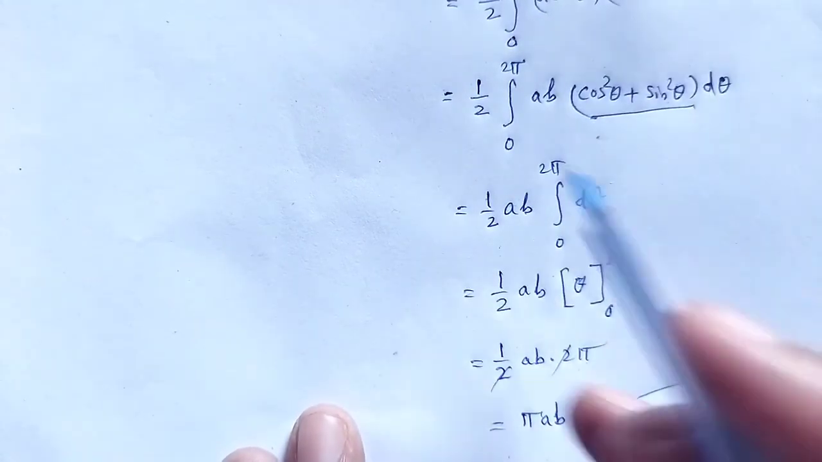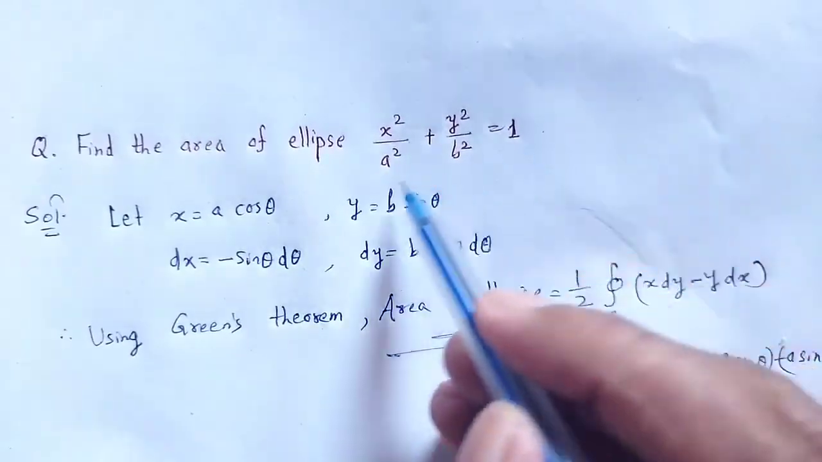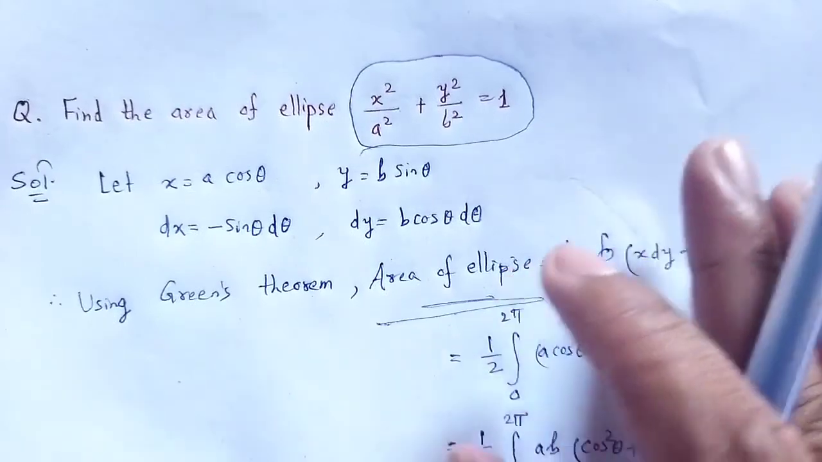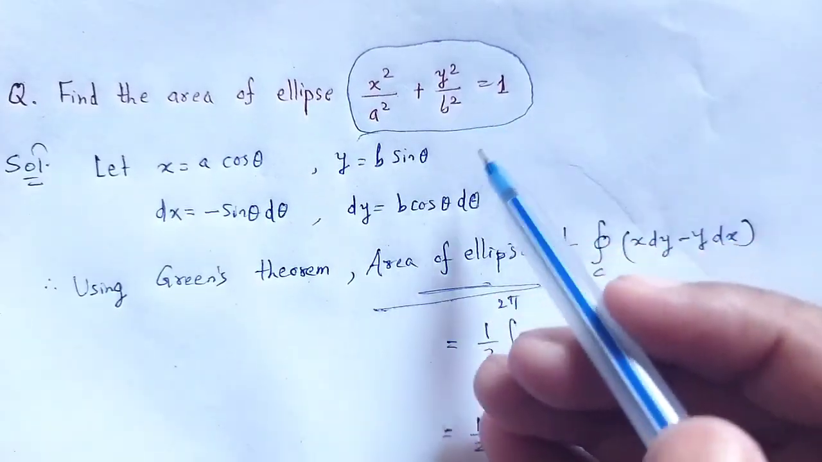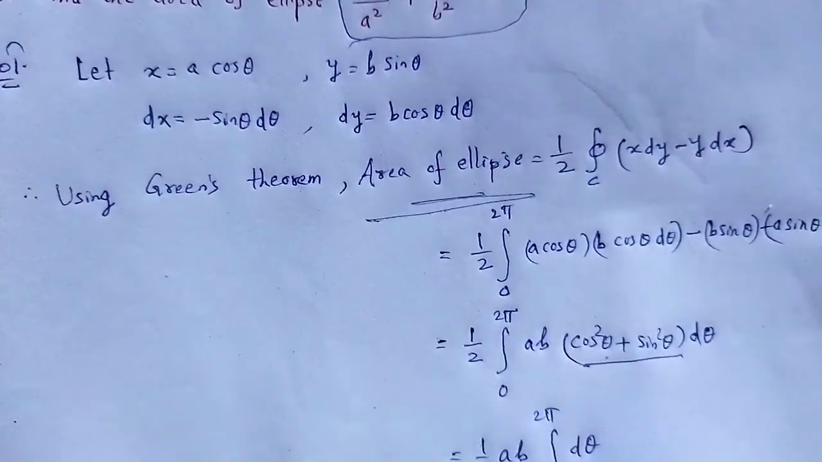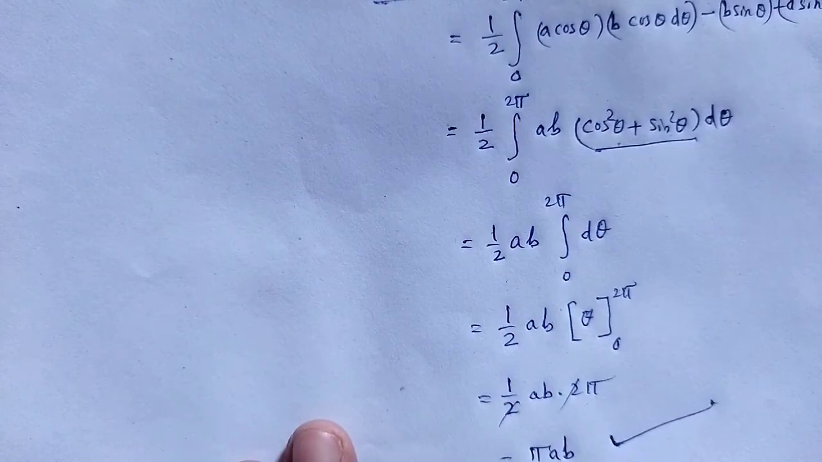Pi ab is the area of the ellipse, where the equation of the ellipse is given by x square by a square plus y square by b square is equal to 1. Finally, we find the area of the ellipse, that is pi ab.